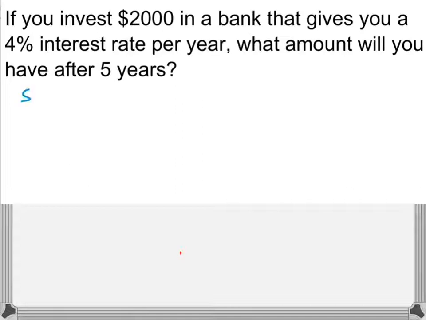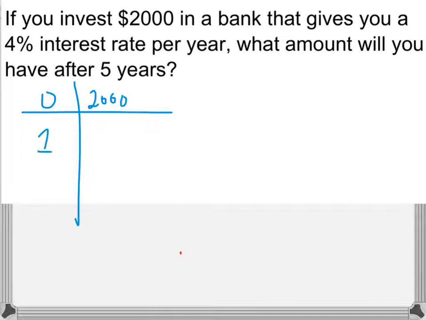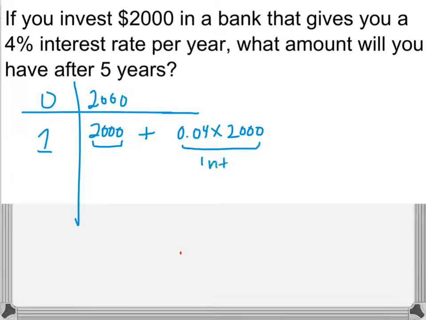It says that if you have $2,000, so let me actually make a chart here. So at year 0, you have $2,000. Okay, so at year 1, after it's been in there for a year, the way that the bank calculates your money is they take the $2,000 and they add to that 4% of the $2,000 that's in there. So to get 4% of the $2,000, you take 0.04 times 2,000. Okay, so this is your initial investment, and this is the 4% interest. So this is the interest.